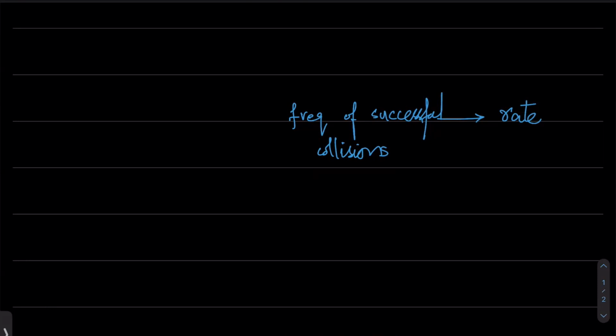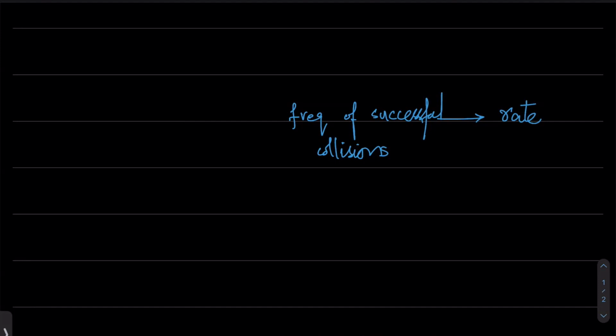Now, first thing that you need to know for that is what is frequency of successful collision? Let's suppose there are 100 collisions that happen. One option is that, let's say 10% of those collisions are successful. So 100 collisions happen, 10% are successful. If I want to increase the successful collision, then what I can do is increase it from 10% to 12% or 15%. That is one option.